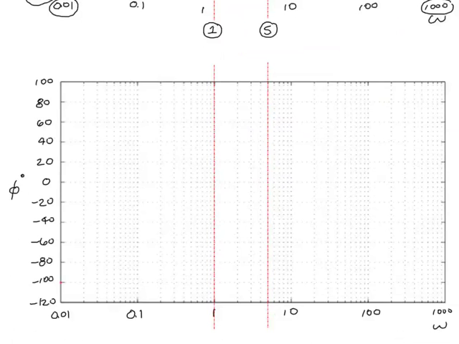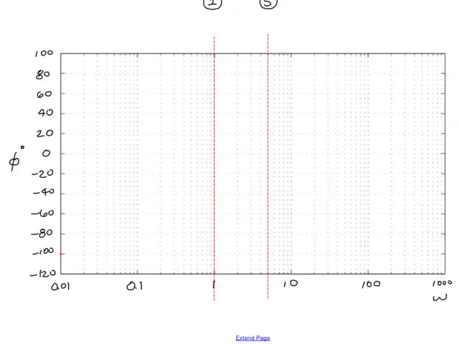Again, there are key break frequencies here of 1 and 5, just like there was for the amplitude plot. And again, we have 4 components. Okay, so the first one, draw that out in blue. Well, the 7 dB part has no contribution to phase, so I'll just draw that as a 0.